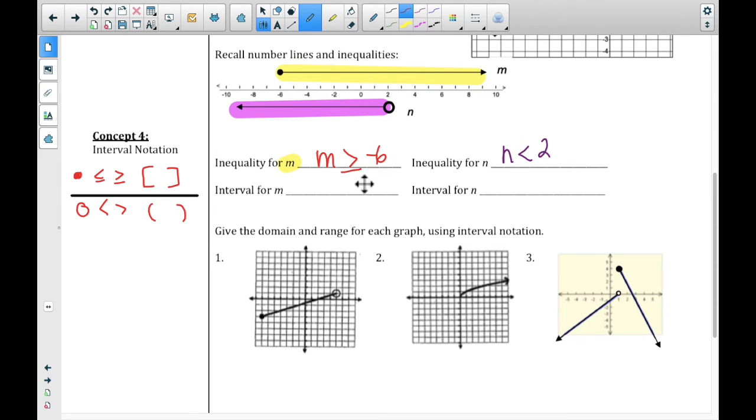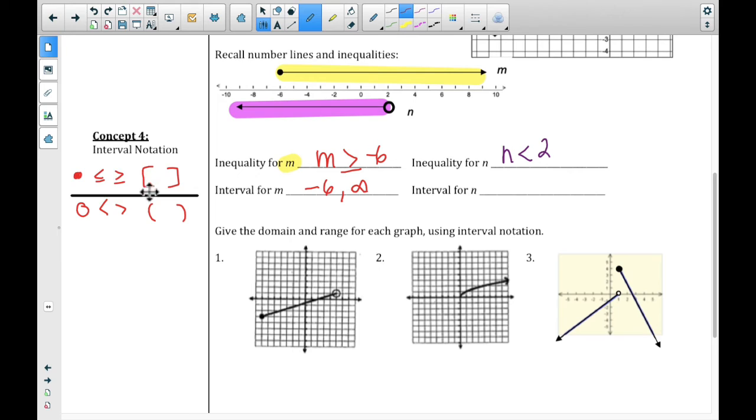When we look at intervals, we want to go all the way to the left, all the way to the right, and we always start at the lowest point. So with M, that was our top line, our lowest point is negative 6. And how far does it go? Well, it's going to go all the way to infinity. So from negative 6 to infinity, we put a comma in between because we're lazy. We don't write the word "to," we just put a comma.